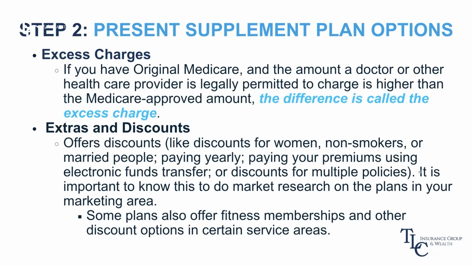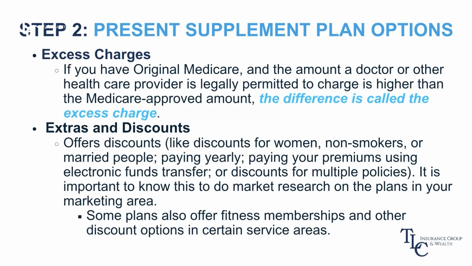Extras and discounts. I said we were going to get to this. Some of the ways that carriers sweeten the deal for a Plan G, for example, they offer discounts for women, non-smokers, married people. They might give you a discount for paying yearly, paying your premiums using an electronic funds transfer, or discounts for multiple policies for certain carriers that may offer more than just health insurance.